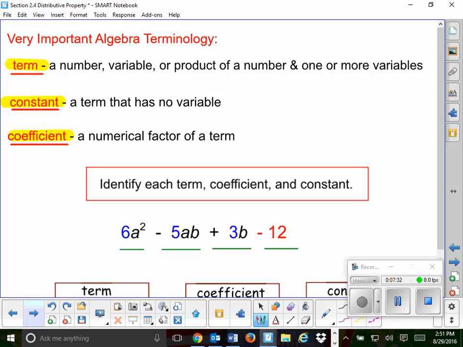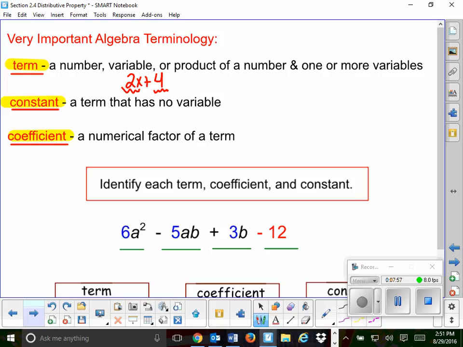So in here, hopefully you know a term is a number, variable, or a product of a number and a variable, and they're separated by plus or minus signs. Examples could be like 2x plus 4. 2x is a term and 4 is a term. It's a number like 4. The product of a number and 1 or more variables like 2x, those are both terms.